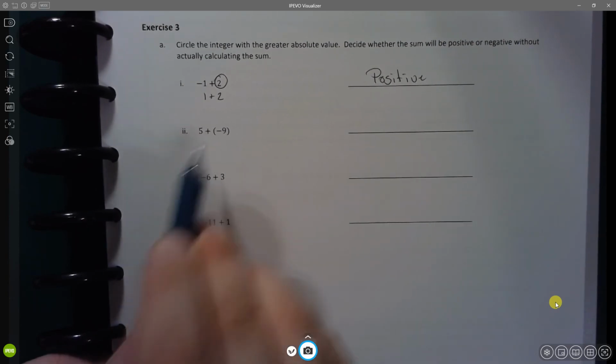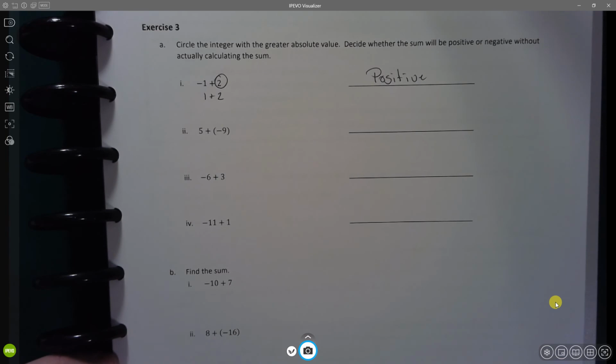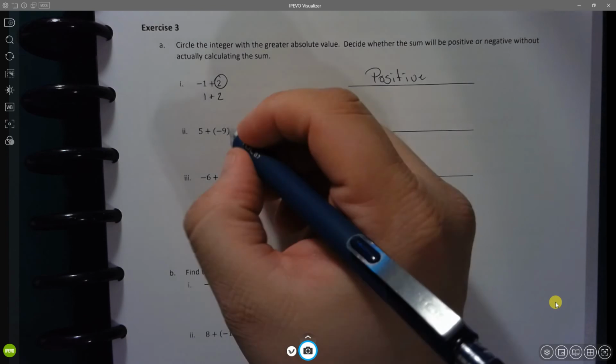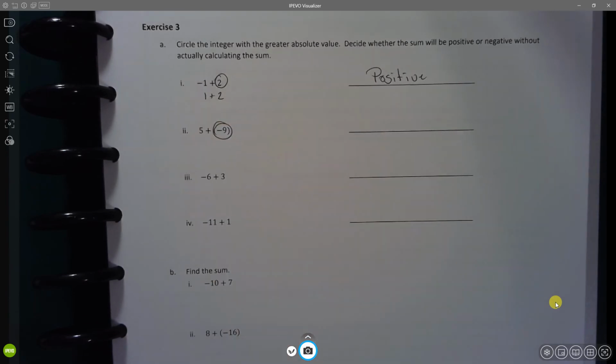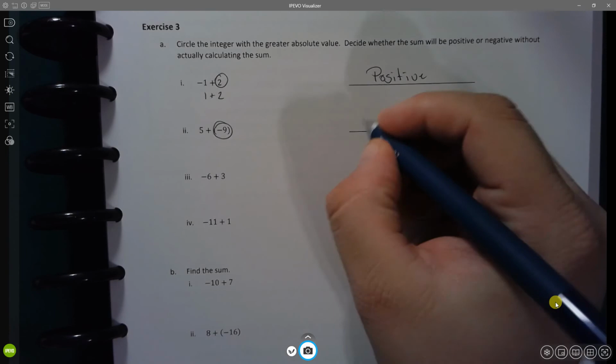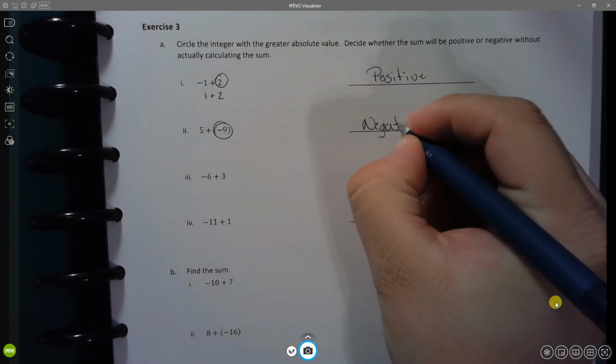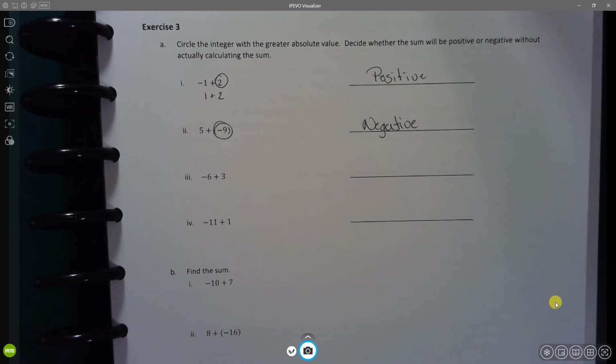5 plus a -9. Which number has the greater absolute value? 5 or -9? Now, I know some of you are saying 5, because 5 is the largest value since it's positive. But you remember, with greater absolute value, we're looking at which number would be larger if they were both positive. In this case, -9 has the greater absolute value, and since it has the greater absolute value, my answer would be negative. Whatever number is the largest positive number, whatever sign that number is with is going to be the sign in the answer.